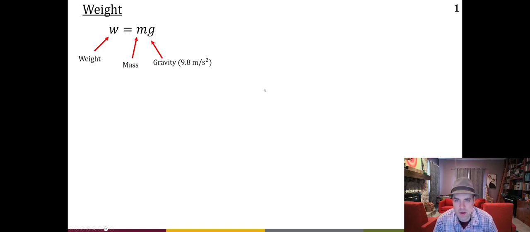Hello everyone, let me walk you through what the lab is going to be like for this week, and I wanted to start off with a little bit of a review. Here's the equation for weight. That is, the force of gravity on an object is equal to the mass of that object times g. Now we're on the surface of Earth, so that's going to be 9.8.